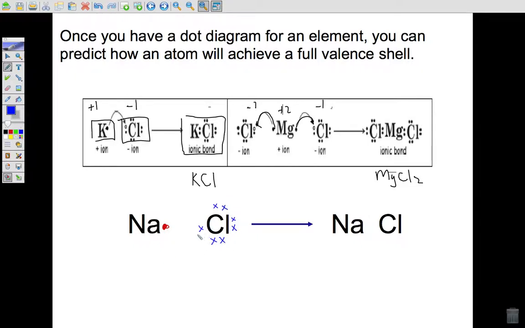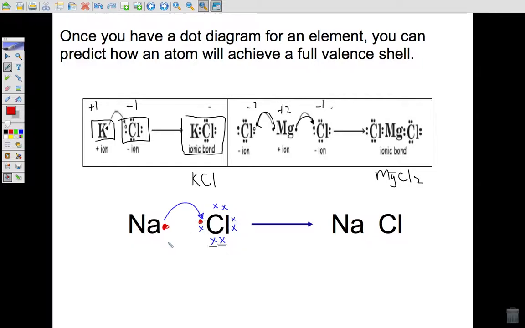Remember, unpaired electrons want to pair up. I would write that down probably somewhere. Unpaired electrons want to pair up. So sodium is going to lose the electron. So we draw an arrow there. And chlorine will gain that electron. Now I can count: 1, 2, 3, 4, 5, 6, 7, 8.